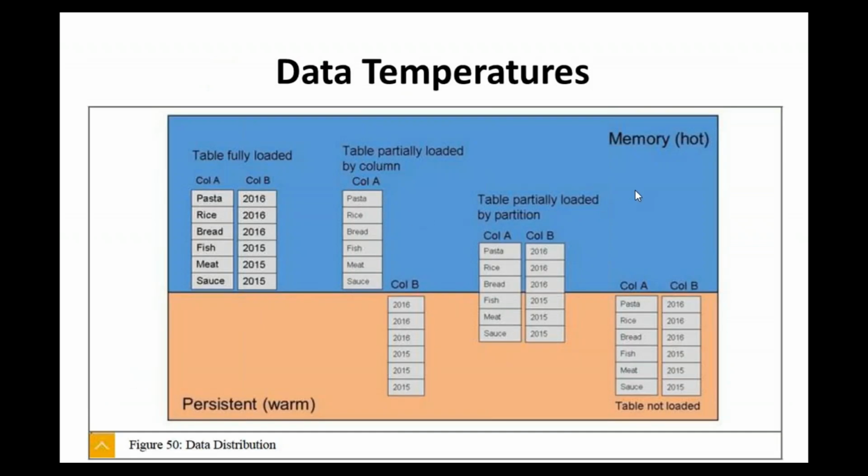Now we have data temperatures. Data temperatures describe how the data is distributed. If it's overloaded, it is considered hot. If it's less loaded, it is cool or warm. Completely fully loaded tables are considered hot. Partially loaded ones are a bit hot and a bit cold as well. Normally loaded tables can be considered warm.